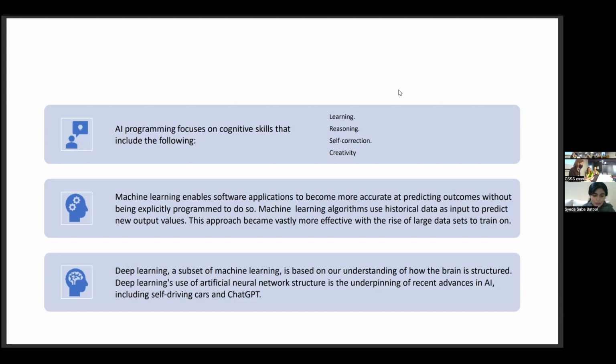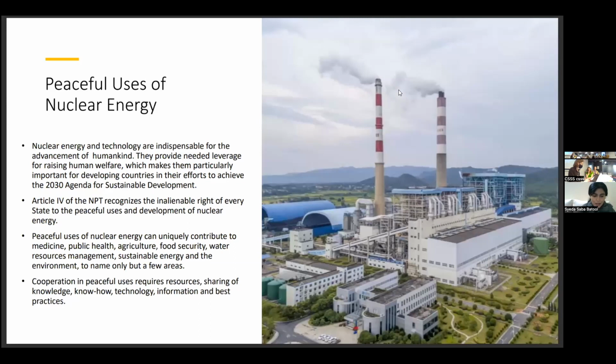So now let's briefly dig into what the peaceful uses of nuclear energy are. Some of you might already be familiar with this, but peaceful uses of nuclear energy are indispensable for human advancement and welfare. Article 4 of the NPT recognizes every state's right to peaceful nuclear energy. Peaceful applications contribute to medicine, public health, agriculture, food security, water resources, sustainable energy, and the environment.